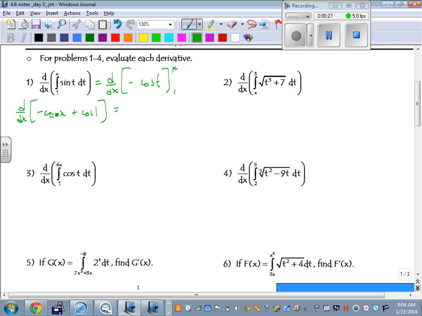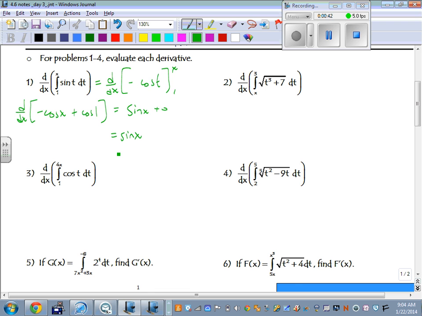What's the derivative of negative cosine? Sine. Derivative of cosine of 1, well, cosine of 1 is going to be a constant, so derivative of cosine of 1 is going to be 0. So we just end up with sine of x.